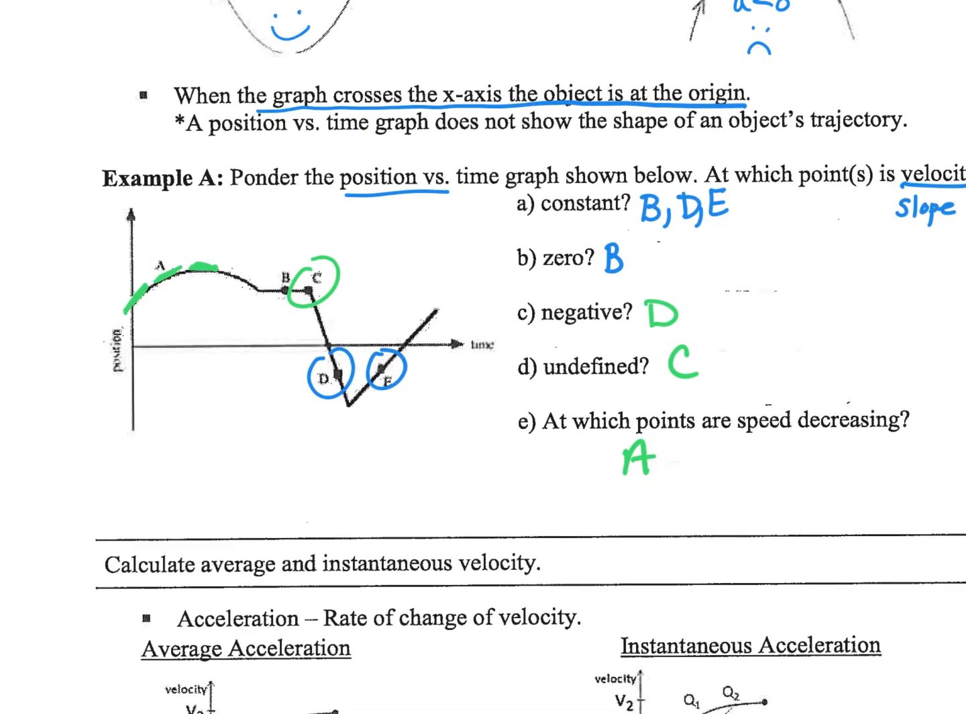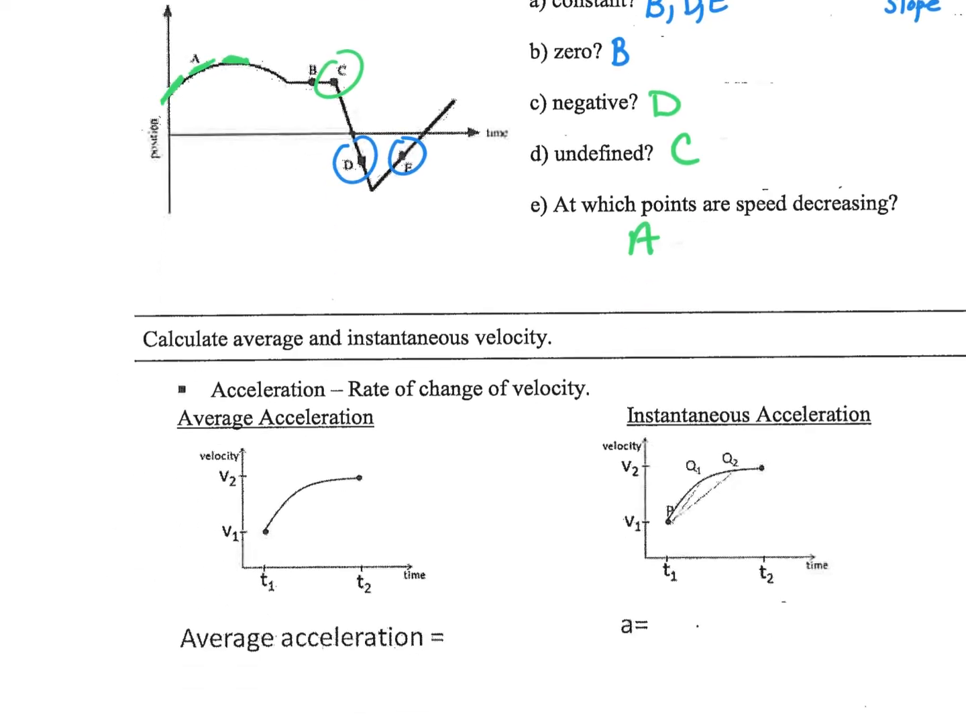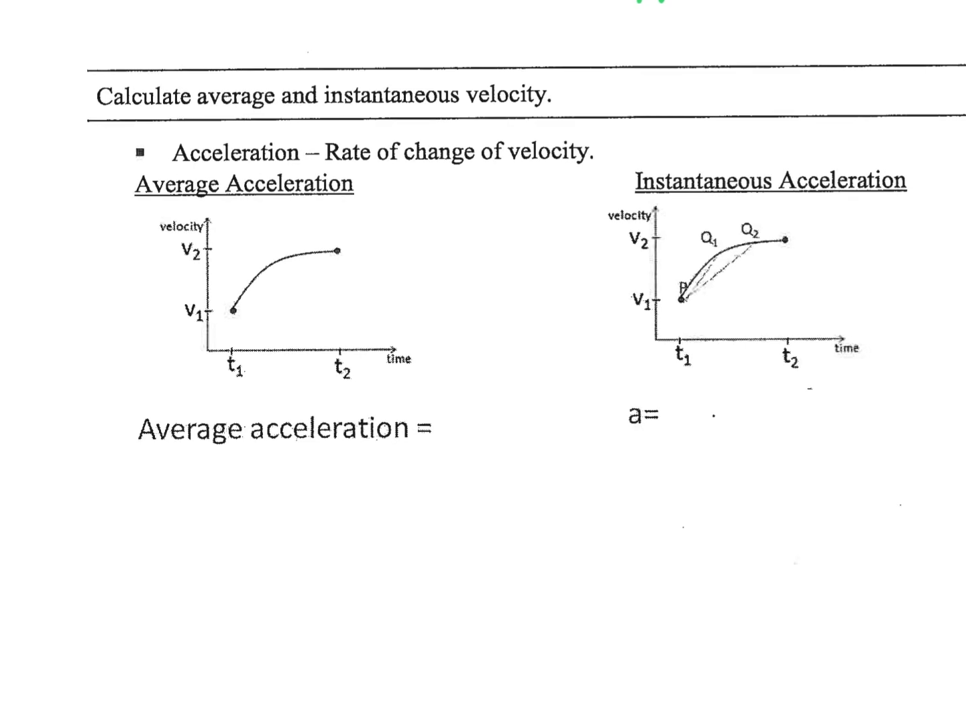Questions on how to read a position time graph. Wait, what about D? What about B? I mean D. Still going D? It's going the same speed. It says decrease. D, the speed is not decreasing. Speed decreasing. Okay, my bad. B's, I mean D's. It's negative. Yeah, it's negative. No, it's not decreasing. It's constant because it's a straight diagonal line, isn't it? It's constant. All right, let's calculate average and instantaneous velocity.